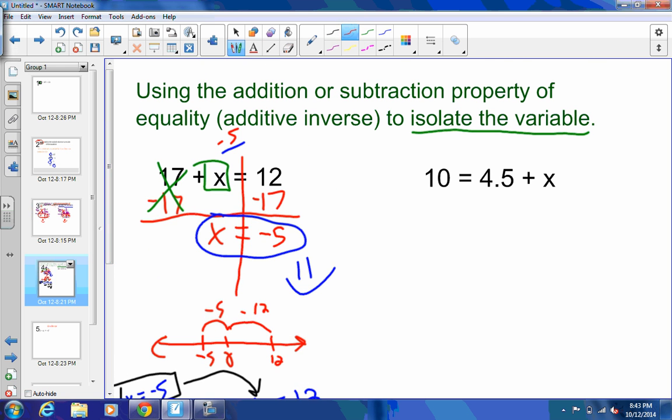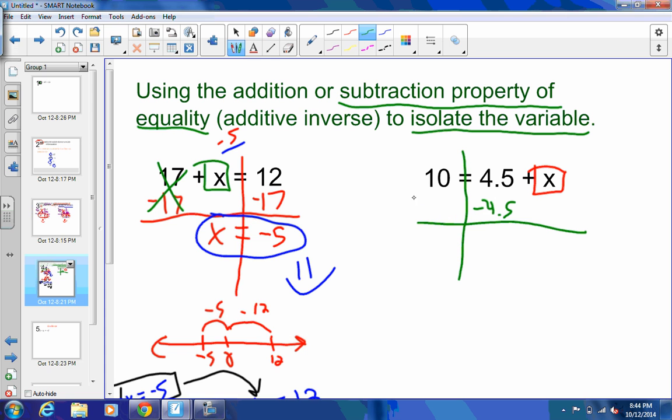Oh, now we have the x on the right side. 10 equals 4.5 plus x. Now, like always, we're trying to keep this x all by itself, positive x all by itself. So we want to get rid of this 4.5. And since it's positive, we can again use the subtraction property of equality, and know that if we subtract 4.5 here, that'll get rid of the 4.5. But to keep it equal, we also have to subtract 4.5 here.